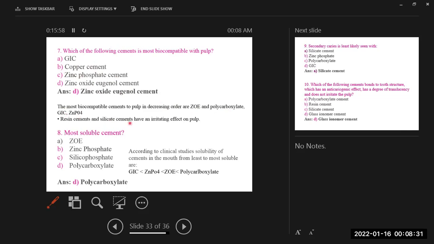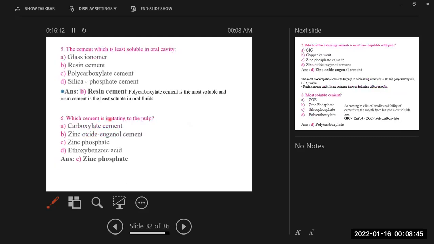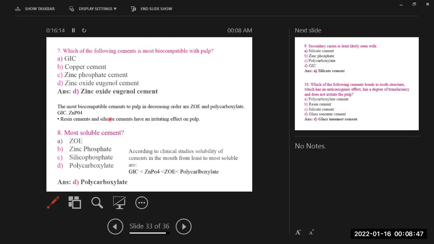Okay, but whereas the most irritating effect on the pulp is due to the resin cements and silicate cements. So one thing is that the resin cements or the silicate cements are the most irritating to the pulp. However, least soluble would be resin cements, but most irritating to the pulp would also be resin cements. Okay. The next question is most soluble cement.